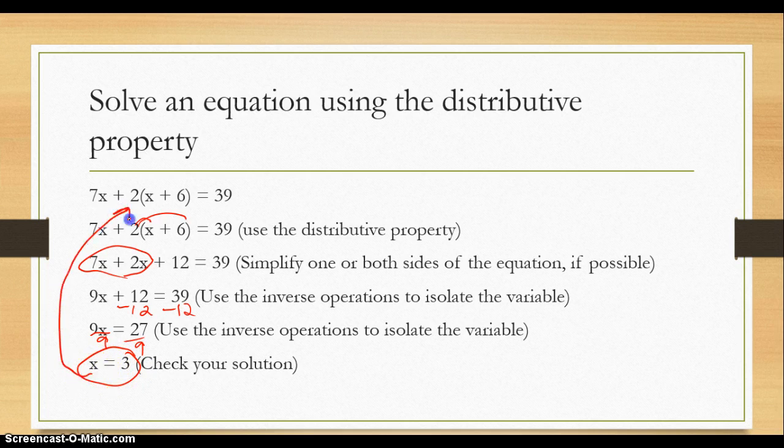So go back on this problem right here. I would go back to the start just to verify that your steps along the way were correct as well. So I'd go back to the start on this one. So we know that 7 times 3 is 21. Plus, if we plug 3 in here, we know that 3 plus 6 is 9. 9 times 2 is 18. We know that 21 plus 18 is 39. So 39 does equal 39. So it checks out.